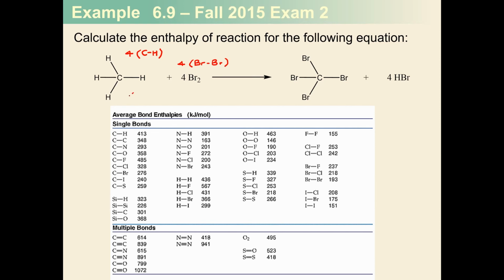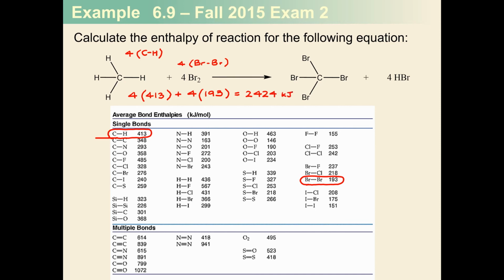So that is going to be 4 times my carbon-hydrogen, which can be found here at 413. So I have 4 times 413 plus 4. Now I need to go and get my bromine, which is found here at 193. And my energy in is going to be 2424 kilojoules needed to go in.